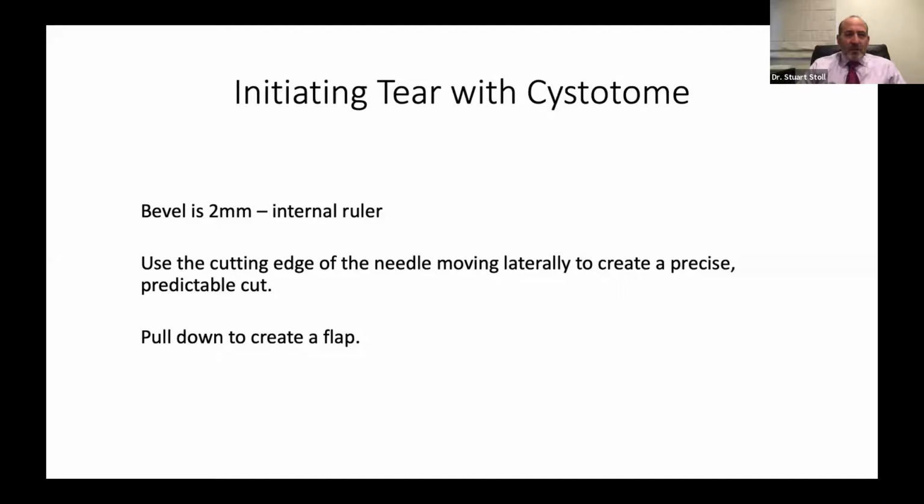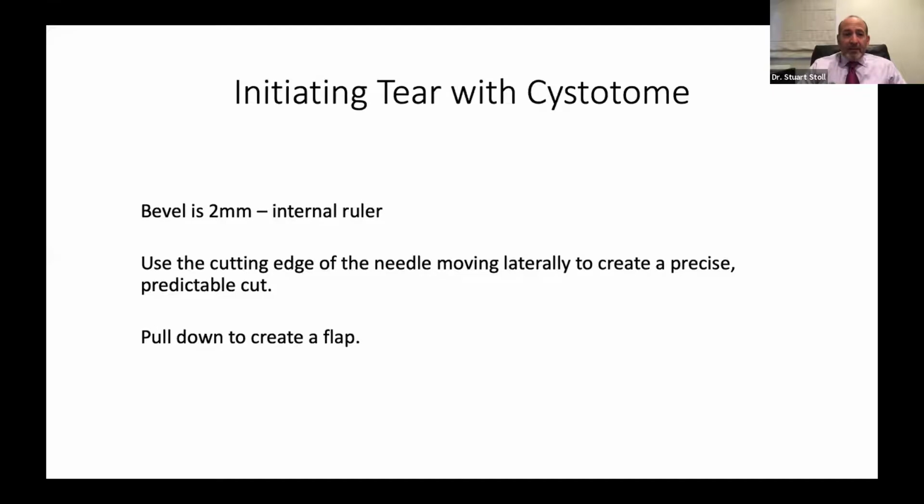So let's talk about initiating the tear with the cystotome. First of all, you have to understand what the cystotome is. It's usually a 27 gauge needle, and it's pre-bent when it's a cystotome, but you can bend your own needle. You can take a 27 gauge needle, you can bend the tip so the needle is pointing downward, and then you put another bend in it further so you make it easy to get in and out of the eye.